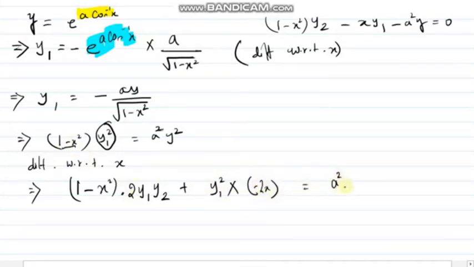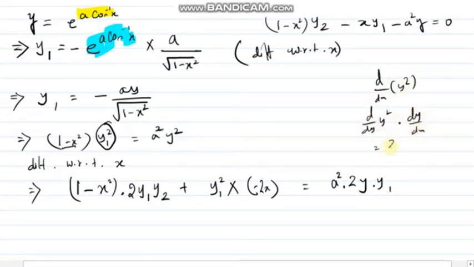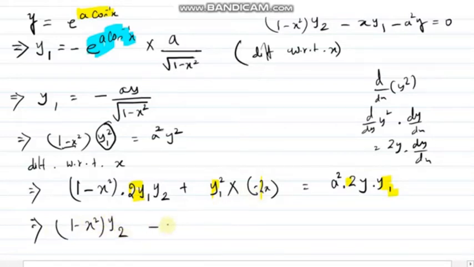That will be a square common, d/dx of y square. d/dx of y square will be d/dy of y square into dy/dx, so it will be 2y into dy/dx, correct? Now if I divide this line by 2 y1, just check, 2 y1 is there in all the terms. So it will be 1 minus x square into y2, minus x y1, equals a square y. If you take a square y on the left hand side, are you getting the proof?